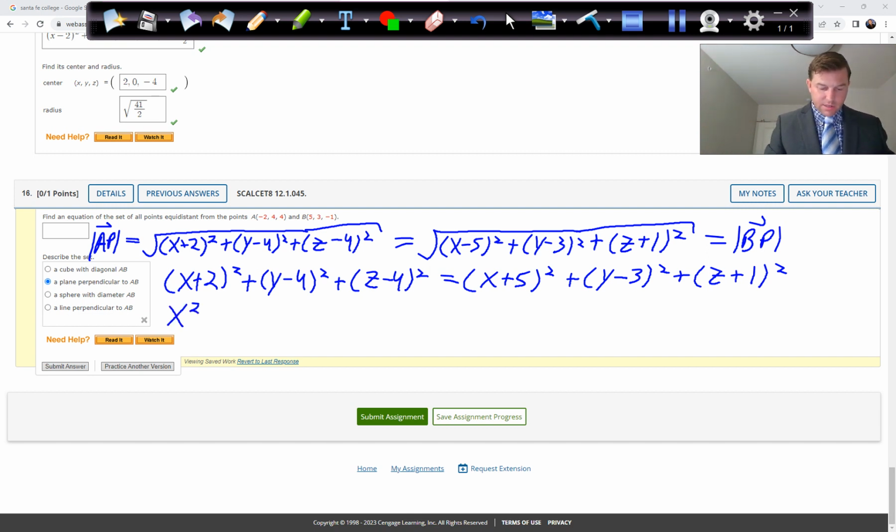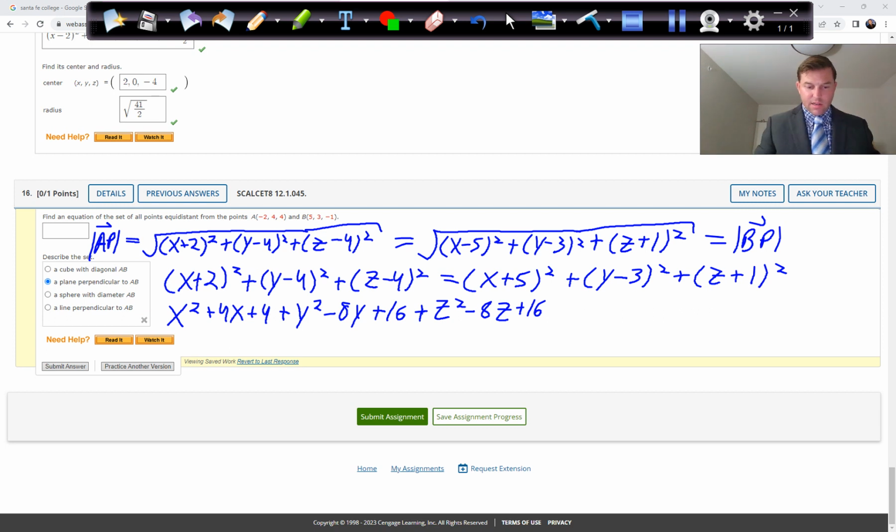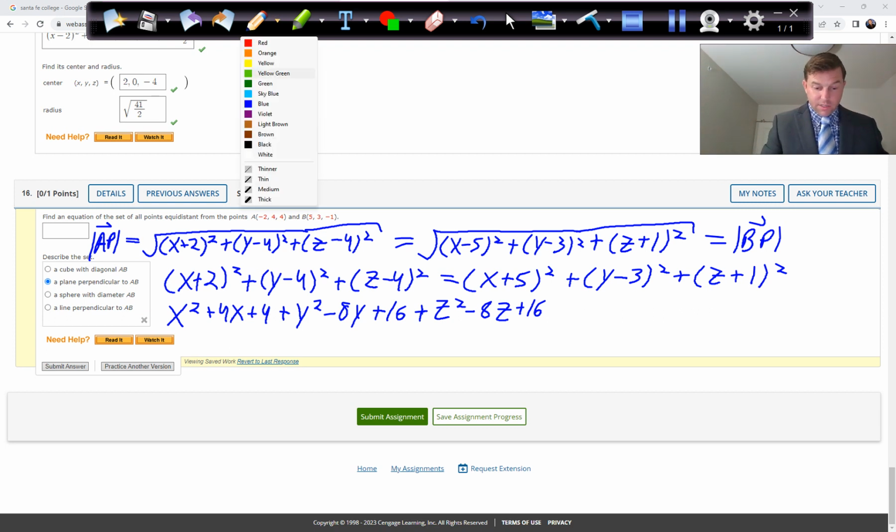You're going to get x squared plus 4x plus 4 plus y squared minus 8y plus 16 plus z squared minus 8z plus 16. That's the left-hand side. Let me use a little color to help us here.